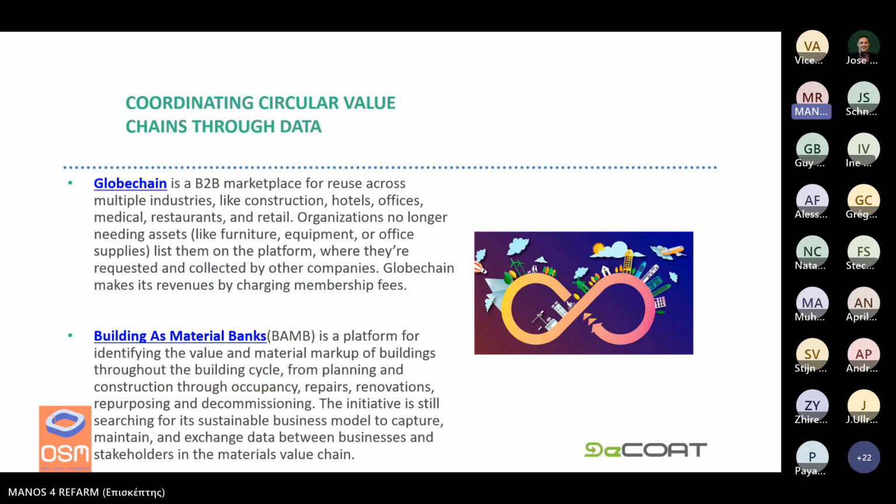Quickly, some examples from existing companies. Globechain is a B2B marketplace. It's actually a platform that collects and reprocesses products like furniture, equipment, office supplies, and it makes revenues by charging membership fees. Similar is Building as a Material Bank, again a platform for exchanging and selling goods, mainly from buildings, from restructuring, refurbishments.